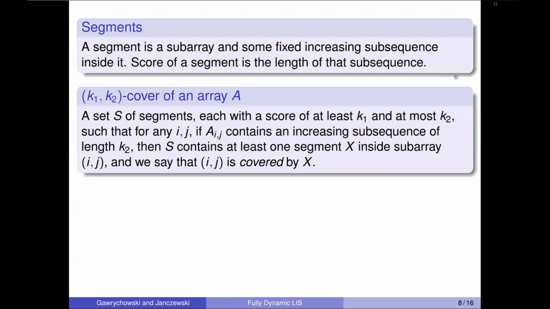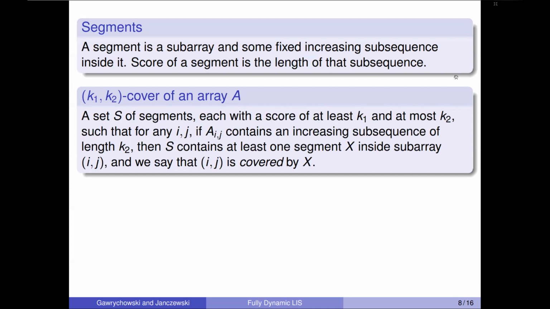Okay, and then we define a (k1, k2) cover of the whole array as a set of segments, each with score between k1 and k2, such that for any interval, for any subarray, which contains an increasing subsequence of length k2, we must have in our collection of segments a segment contained strictly in that subarray. Okay, and we say that such a segment covers that subarray.